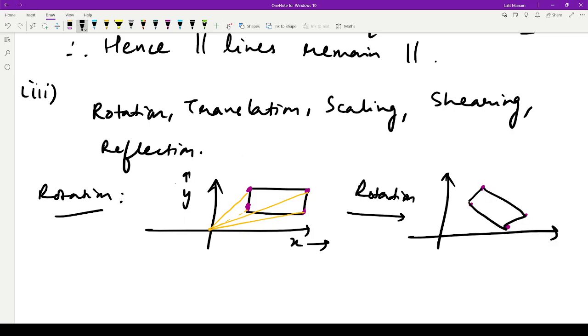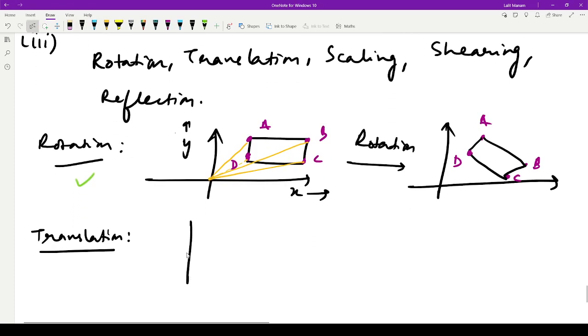So if you call these points A, B, C, and D, these are still the corner points, right? Given that your transformation is rotation. So we agree with this part. Next is translation. Translation is quite intuitive. It will still be the same, right?